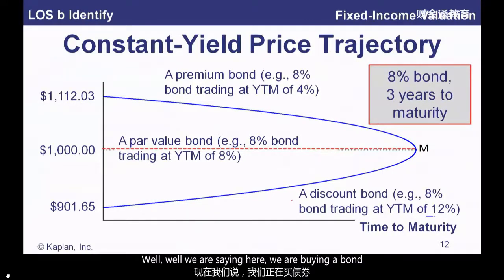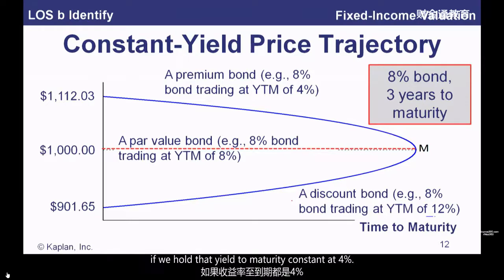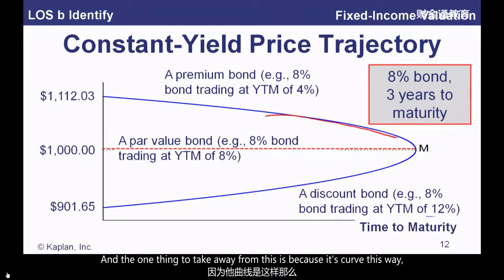What is the constant yield price trajectory? Well, what we're saying here is we buy a bond at a premium or a discount. We're still working with our same example here. So that premium bond with a yield to maturity of 4% is trading at $1,112.03. And so what we've plotted here is the value of that bond as time passes if we hold that yield to maturity constant at 4%. The one thing to take away from this is that because it's curved this way, it's approaching its maturity value at a faster and faster rate.